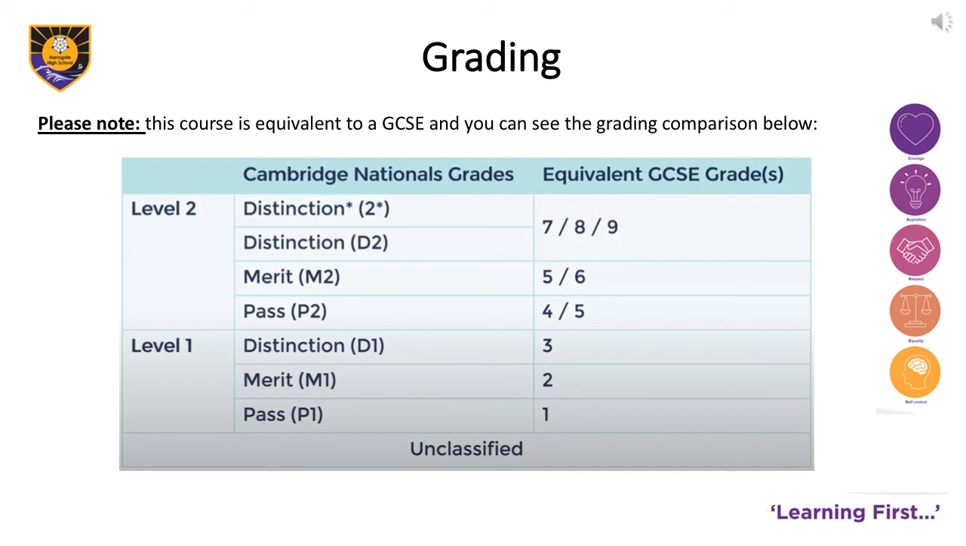So if I provide you an example, if your child, for example, was to achieve a merit at level 1, if you look across the right hand side of the table, you can see that that is equivalent to a 2 as a GCSE grade. And as you move up the table, if your child was to achieve a pass at a level 2, that would be equivalent to a 4 or 5 as a GCSE grade. So that's just something to be mindful of as you're making your options.